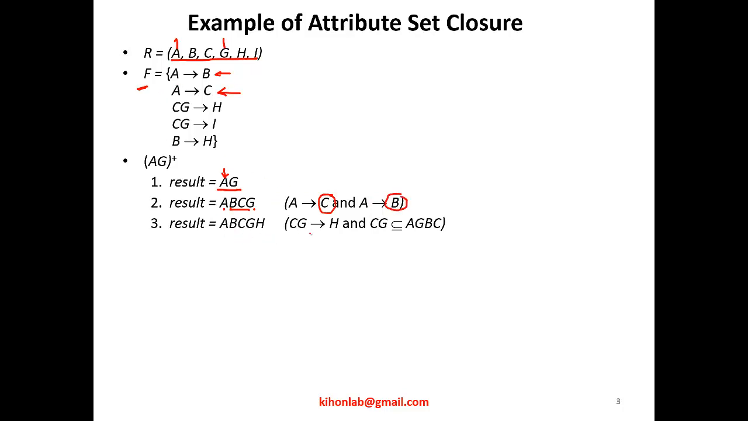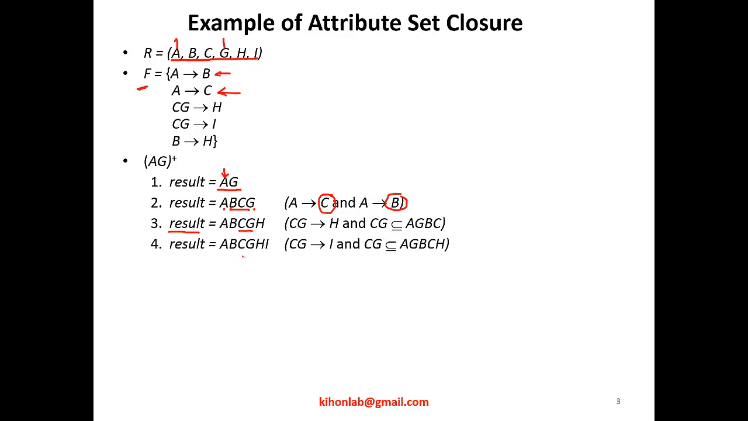Now again, what else got added? CG derives H. Here, what do you find out? CG is a subset of AGBC. This attribute set is present in my resultant, that is the attribute closure, so whatever it derives is added. That is, H is going to be added in the attribute closure set.